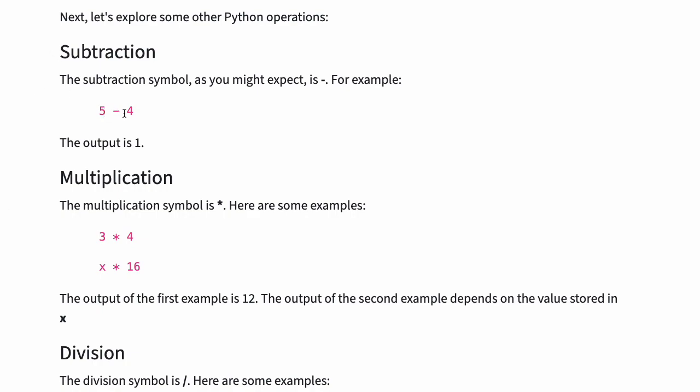The subtraction symbol, as you might expect, is the minus sign. For example, 5 minus 4. The output is 1. The multiplication symbol is the star. Here are some examples. The output of the first example is 12, and the output of the second example depends on the value stored in x.